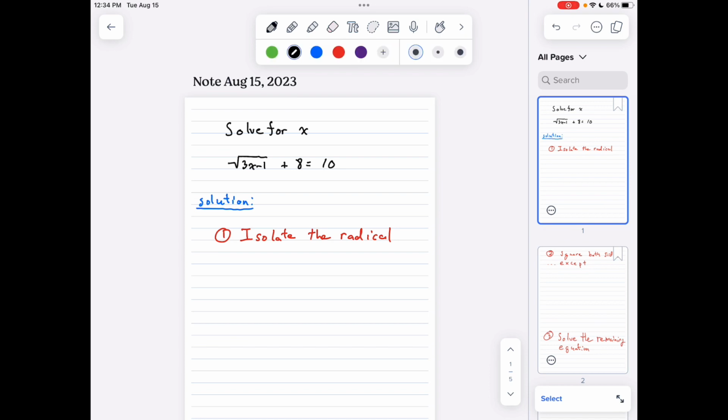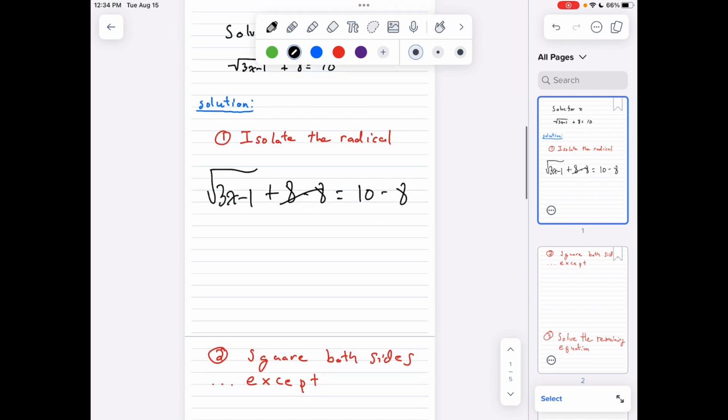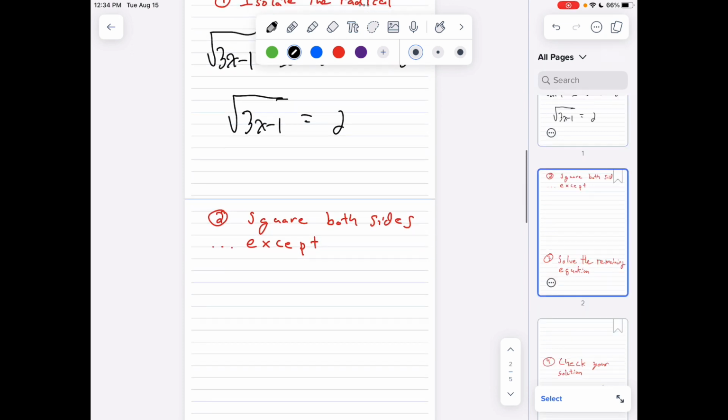So in our instance, we have an 8 that we're adding to the radical, the square root. Let's subtract it from both sides. And you get the square root of 3x minus 1 equals 2. All right. Next step would be to square both sides, except for one case. Let's get to that case right now.